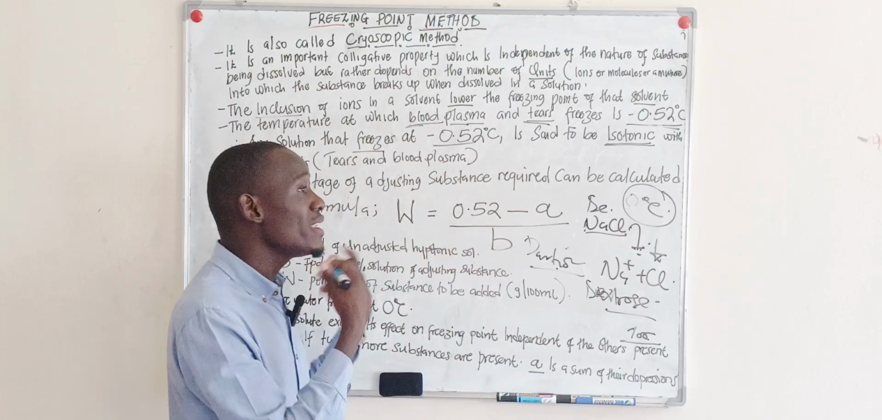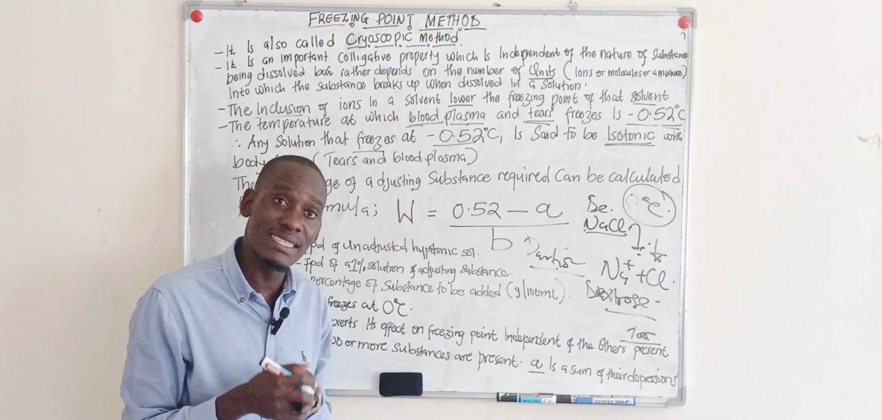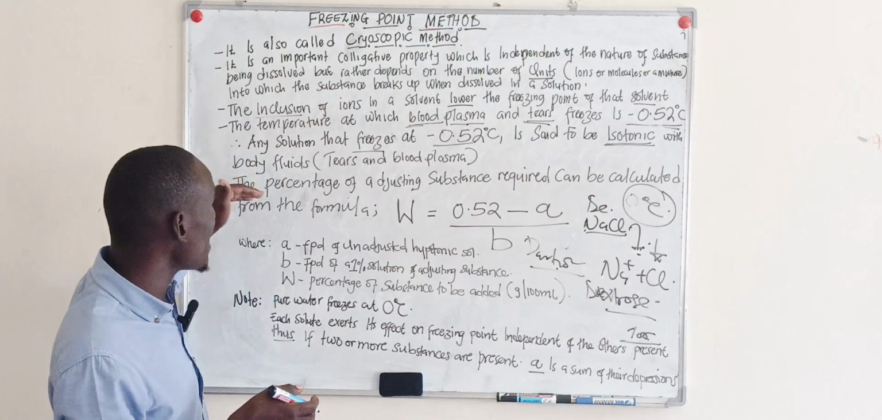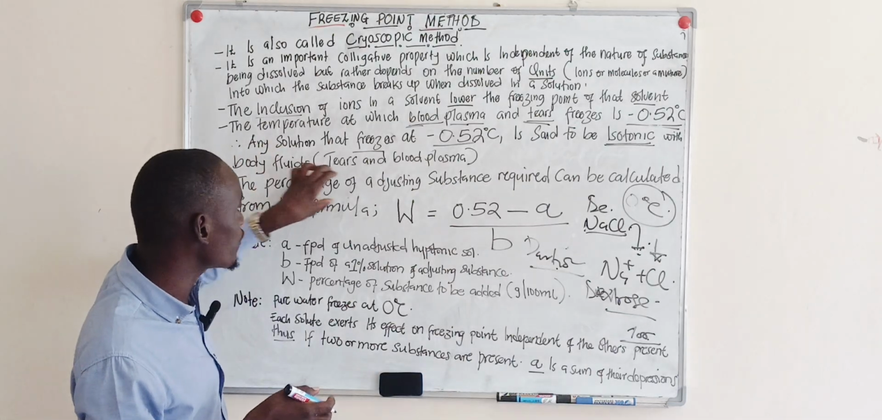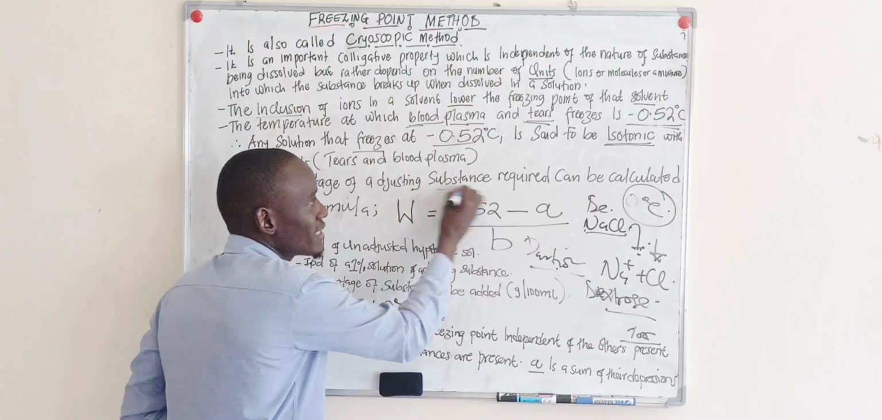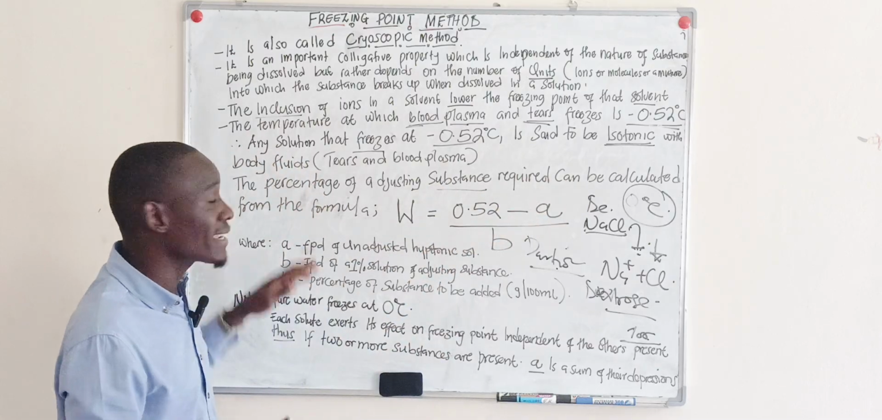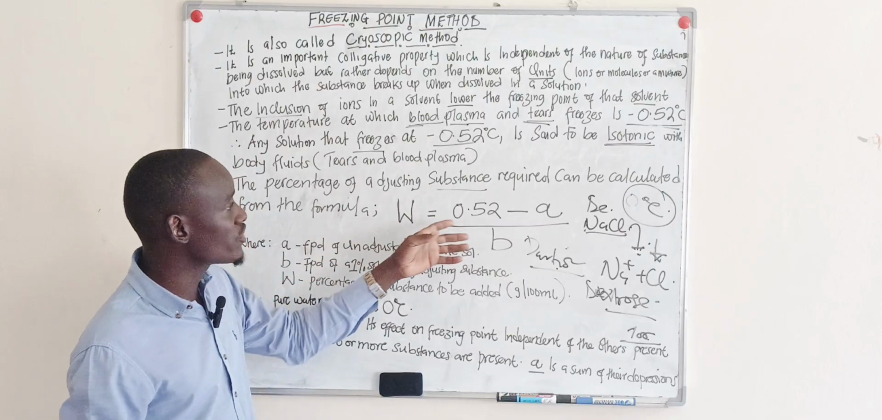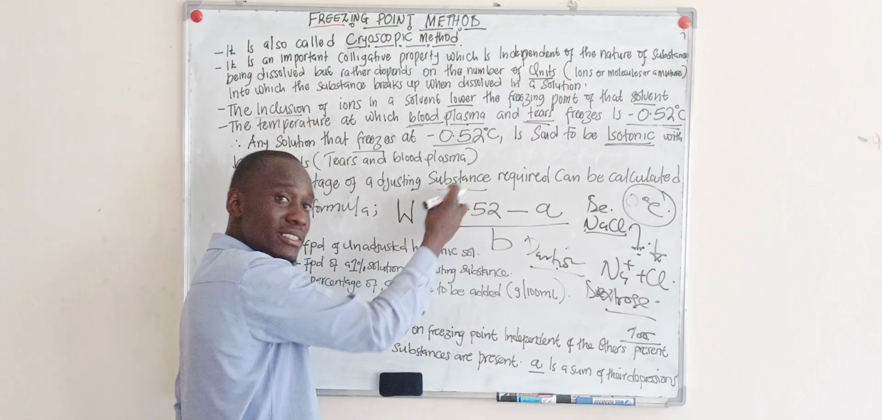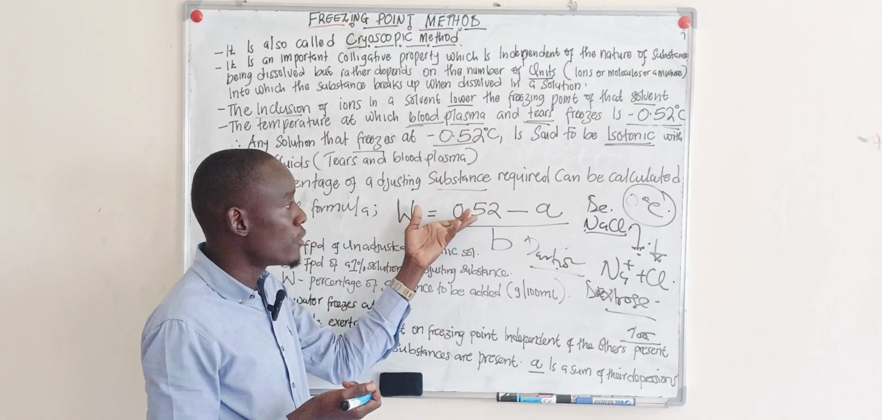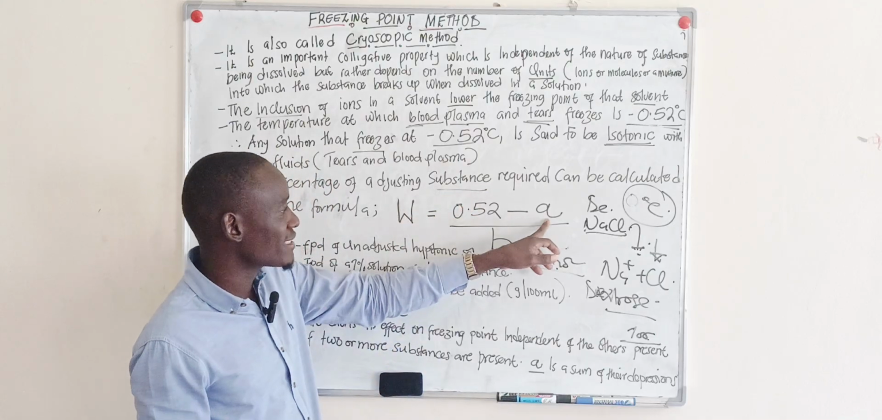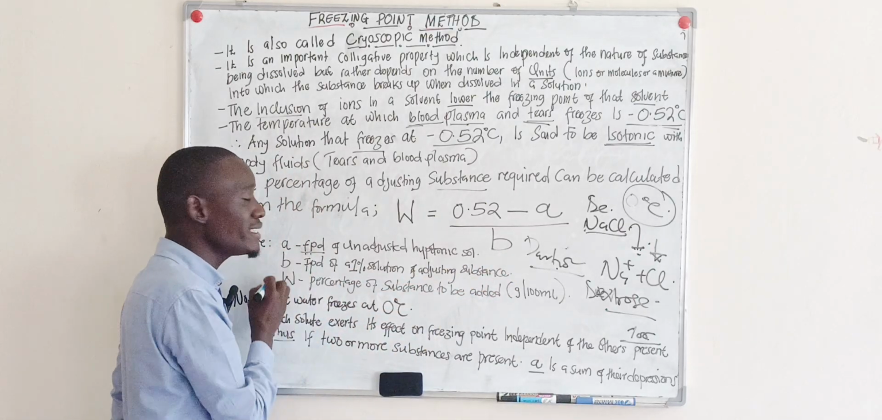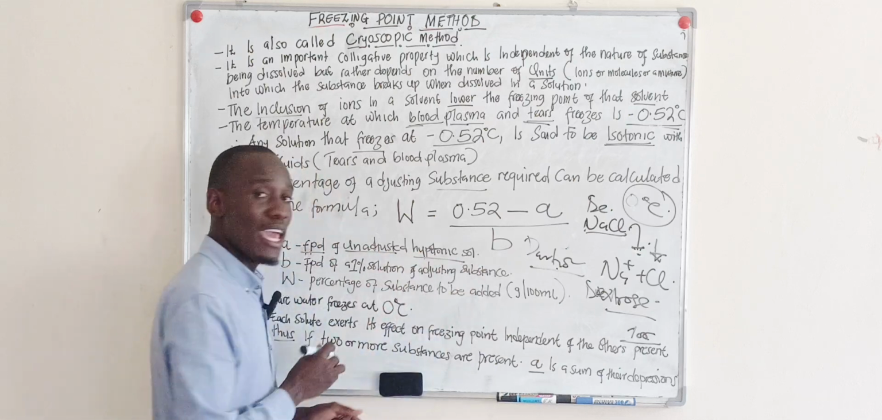That means that we need to adjust such solutions to isotonicity in order to render them isotonic with blood plasma. And by doing that, we need to know how we can calculate the percentage of adjusting substance required to make a solution isotonic. That can be calculated from the formula W is equal to 0.52, which is the freezing point depression of body fluids or blood plasma, minus A, divided by B, where A is simply the freezing point depression of an adjusted isotonic solution.